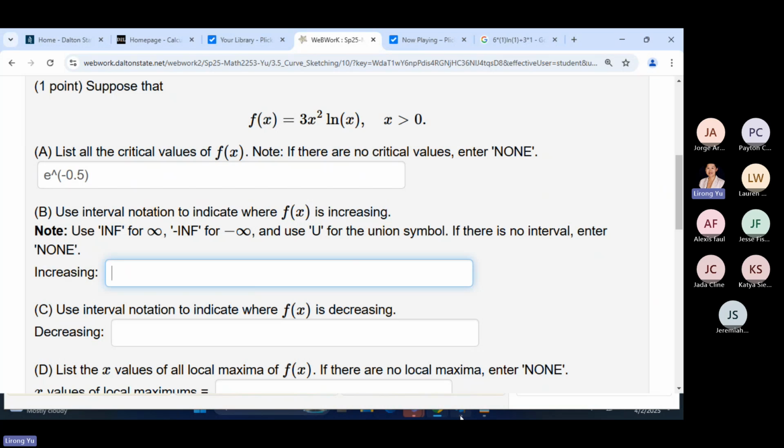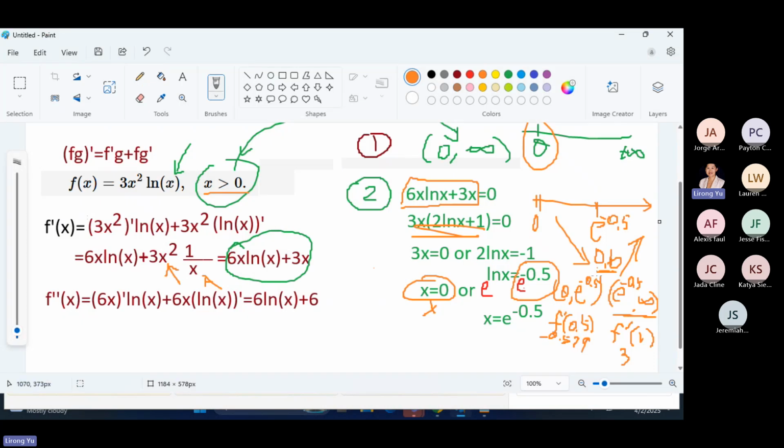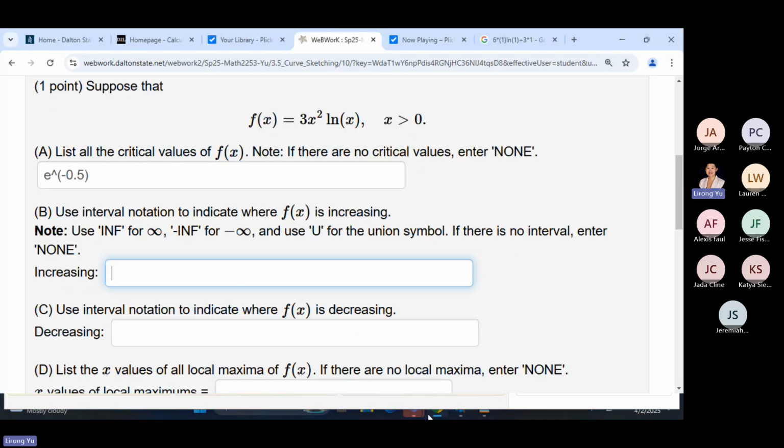The increasing interval, see, it was decreasing, then increasing. So the increasing interval is this one. It's e to the negative 0.5 to infinity, INF. That was indicated in the instruction, INF for infinity. And then the other interval will be decreasing. That's from 0 to e to the negative 0.5.